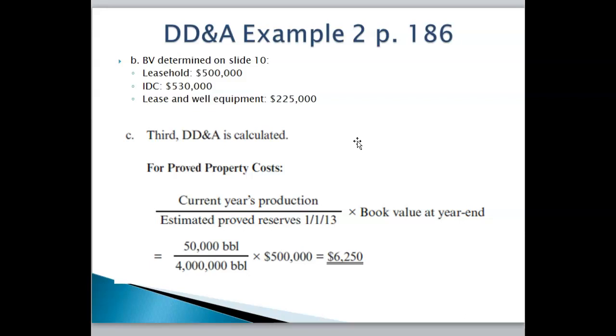So for proved property costs, we're going to take the 50,000 current year's production divided by estimated proved reserves of 4 million barrels. We're going to multiply this times the book value at year end of $500,000. So we're going to get an amount of $6,250 for DD&A expense. You can see the formula has actually been rearranged. It doesn't matter which one you use.